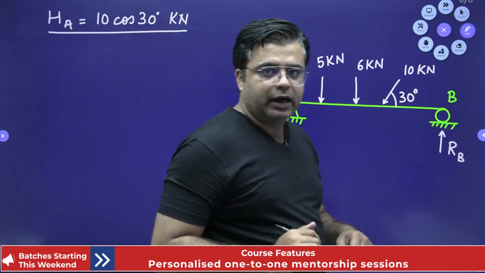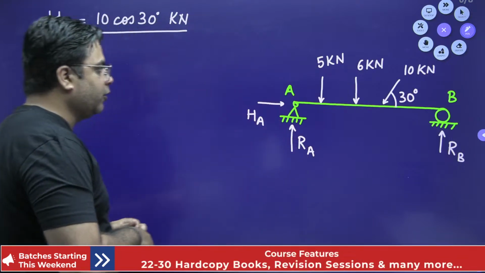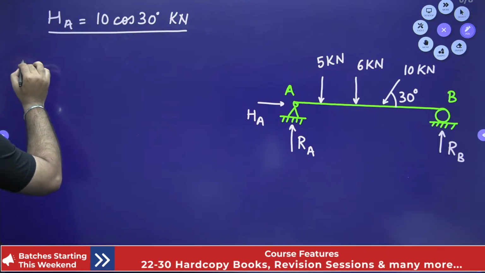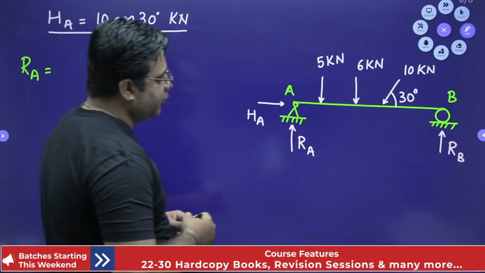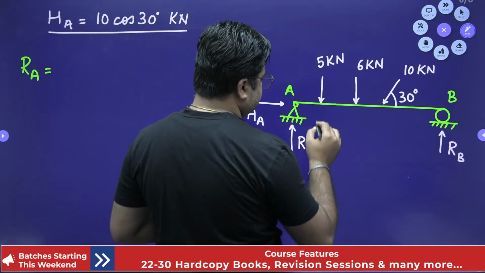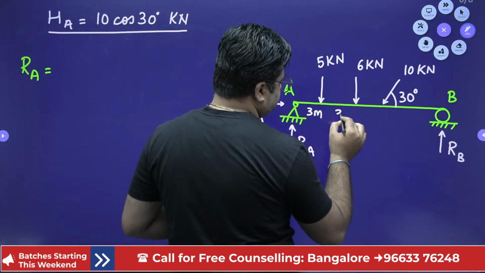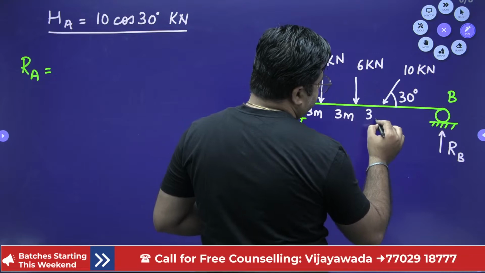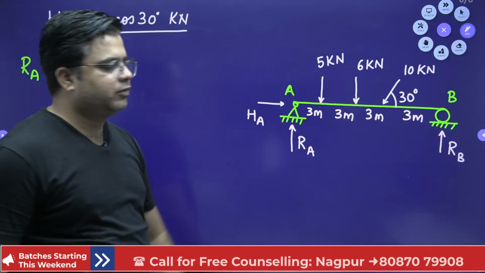Right. Now we will calculate Ra and Rb using that simple trick or formula that we have. So for calculating Ra, I need to give you these distances. All these distances are 3 meters. This is 3 meter. This is also 3 meter. The total length of the beam is 12 meters.